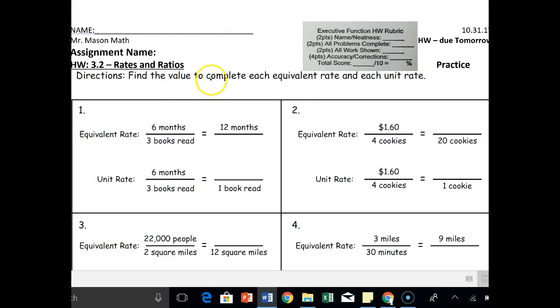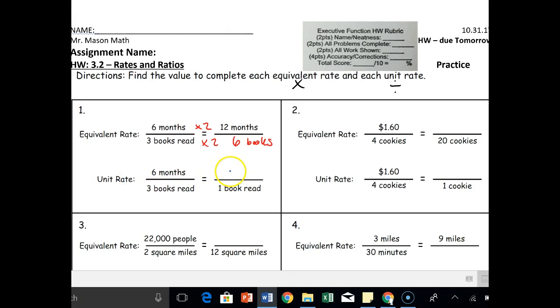So first we're going to find the value to complete each equivalent rate and then each unit rate. For equivalent rate, we're going to end up multiplying. For unit rate, we're going to end up dividing. So for the equivalent rate, ask yourself, okay, 6 times what gives me 12? And that's easily times 2. So then we're going to do the same thing, 3 times 2, and that gives us our answer of 6, right? So 6 books.